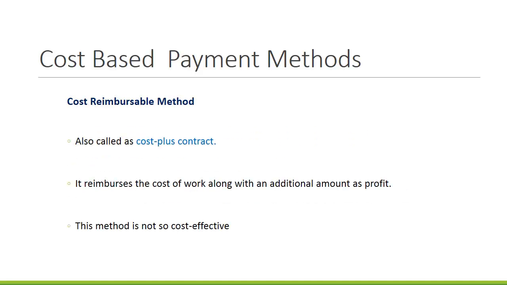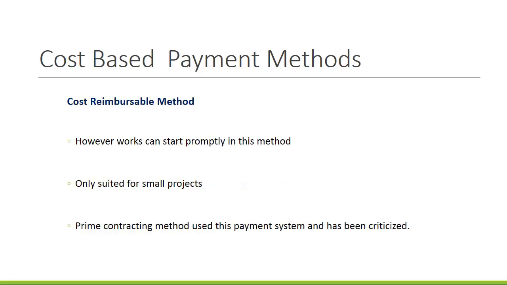Now let's look at the cost reimbursable method. It's also called as cost plus contract. This payment method reimburses the cost of work along with additional amount, which is usually a percentage as profit. This method is not so cost effective as there is less incentive for the contractor. However, the works can start promptly in this method. This cost-based reimbursable method is usually suited for small projects only. Prime contracting method uses this type of payment, and as you already know now, I discussed in the prime contracting lecture that it has come under fire.